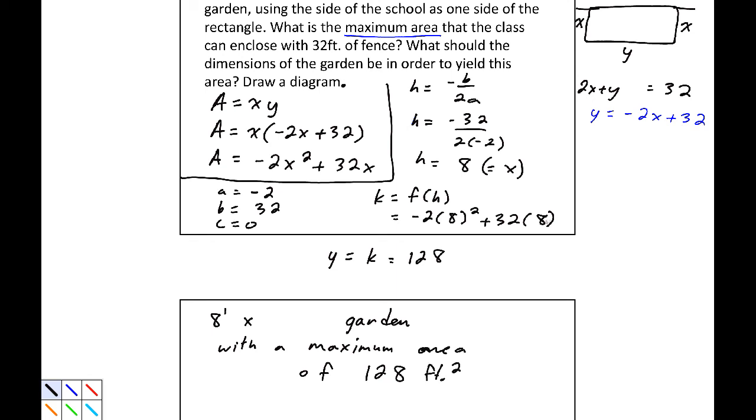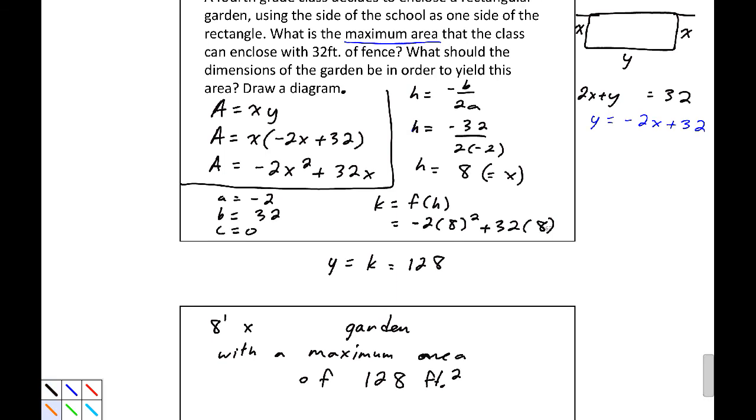To find our other dimension, we need to backtrack a bit and use this equation over here to find the y value. So y equals negative 2x. We're going to use this value here, 8, plus 32, and that would be negative 16 plus 32, so that is 16. So we need an 8-foot by 16-foot garden to have a maximum area of 128 feet squared.